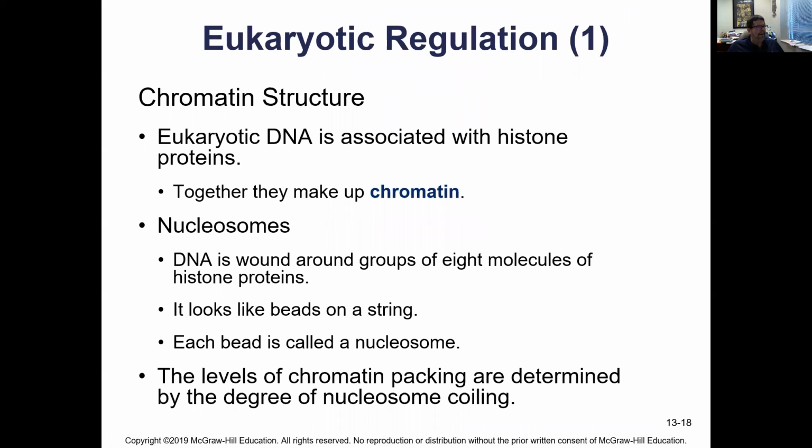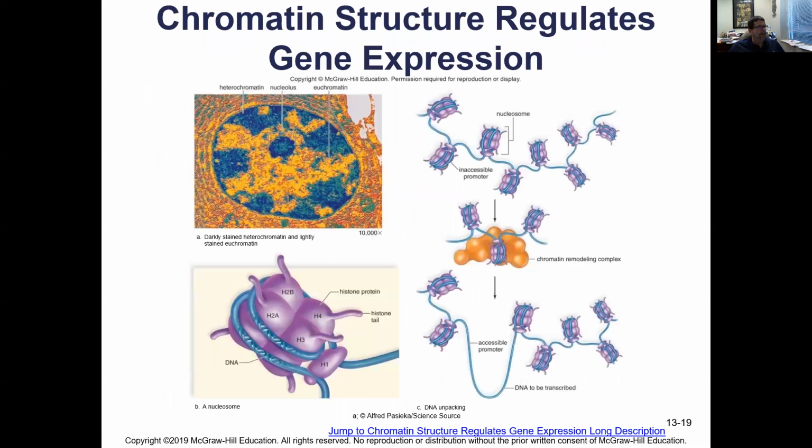Okay, the first one they look at here is chromatin structure, and I think this is pretty cool because if you remember, chromatin is our DNA when it's unraveled in the nucleus. Okay, and then it folds up on these histones and forms these nucleosomes. So the level of chromatin packing can determine the degree of nucleosome coiling. So in other words, take a look.